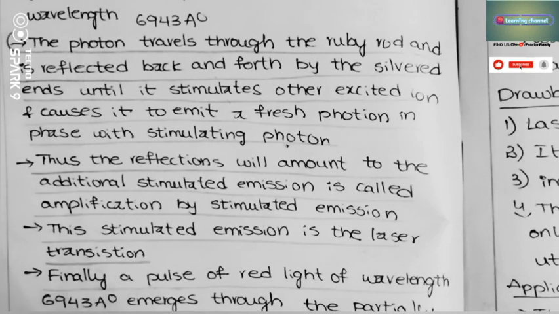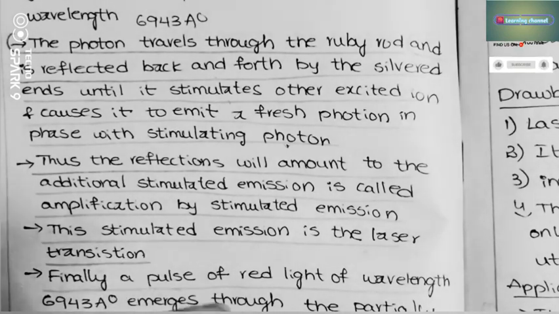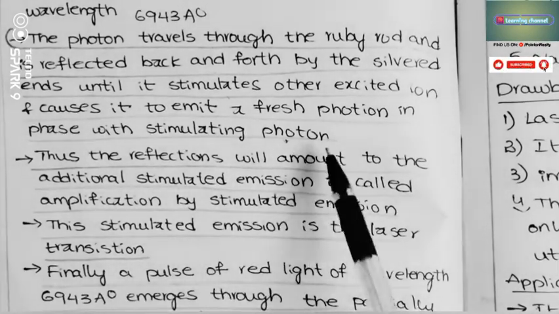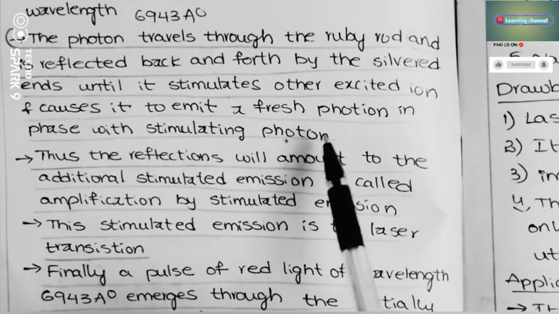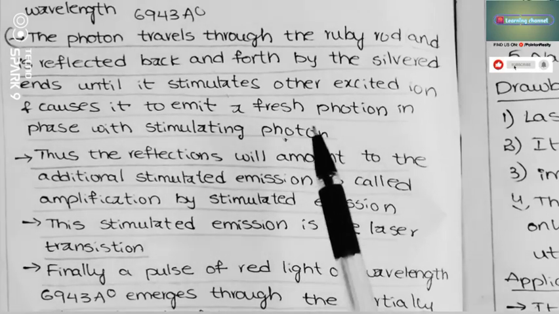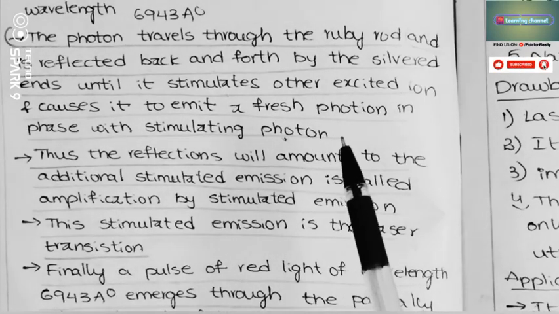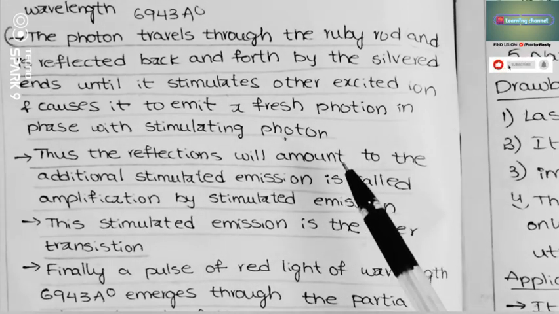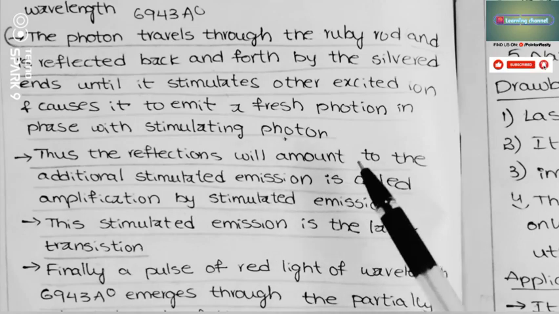So this photon will trigger another chromium ion to cause a stimulated emission. This stimulated emission produces a fresh photon. Because of this we get two photons with the energy of 6943 angstroms. Again, these two photons trigger another two chromium atoms in the excited state.